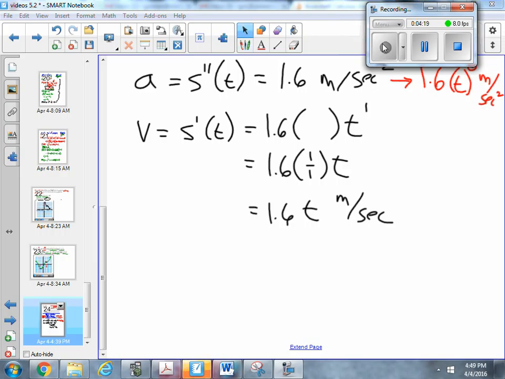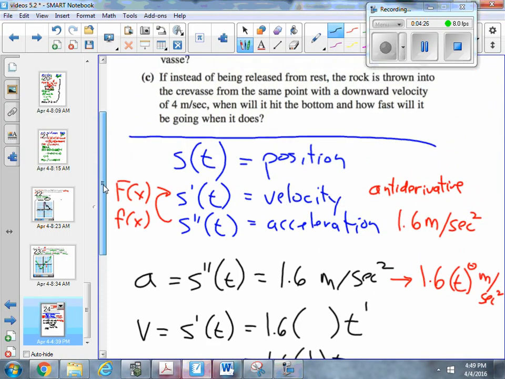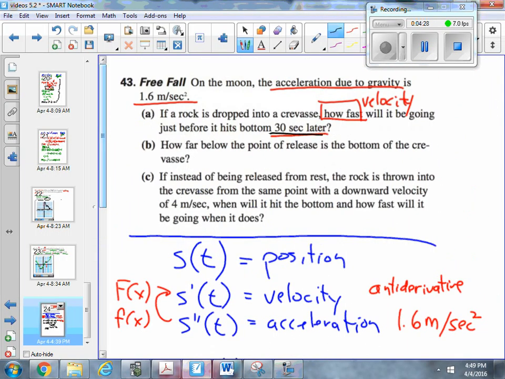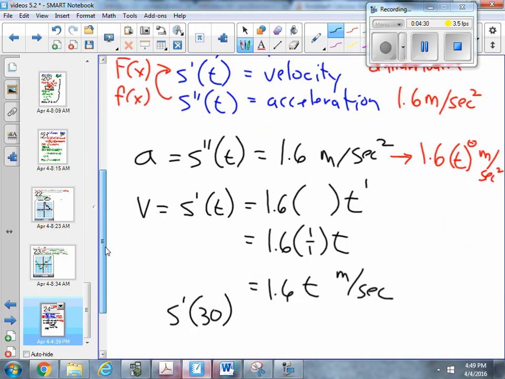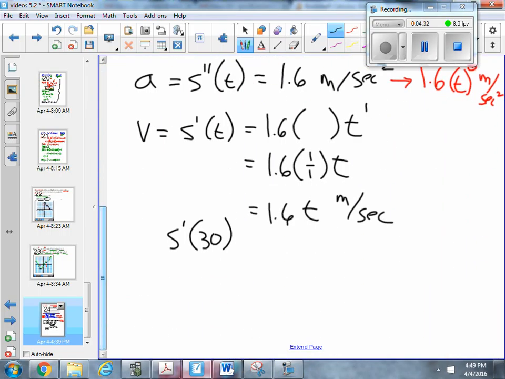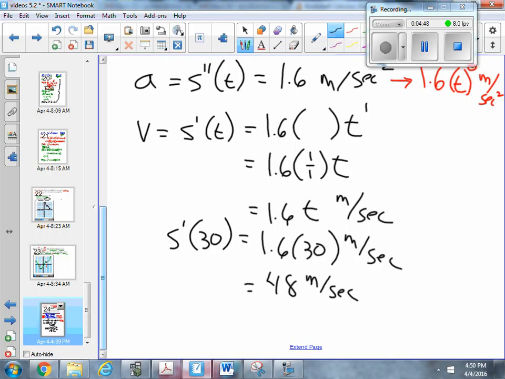Well, what I need to find is s prime of 30 seconds, right? That's our t. It says, how fast is it going 30 seconds later? Well, that would be 1.6 times 30 meters per second, and that's equal to 48 meters per second. That's how fast it is going after 30 seconds. So that is our answer to part A.